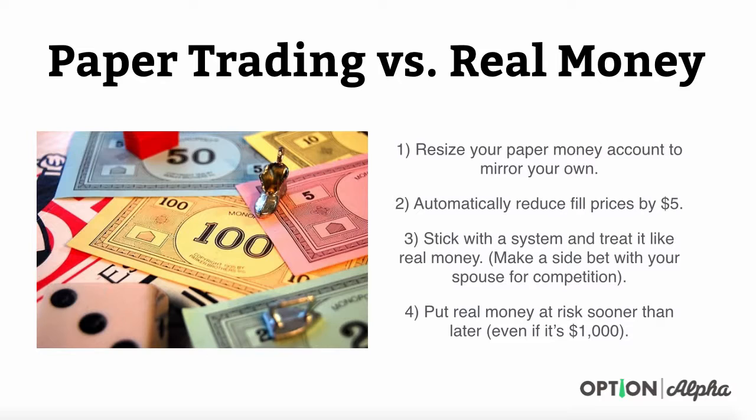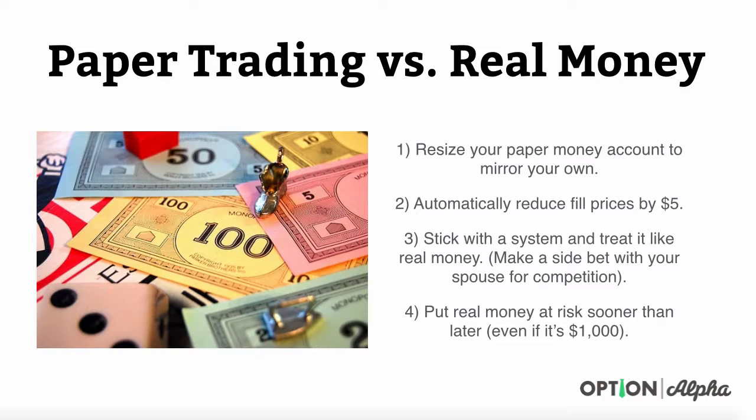I think it's insane that when you open up a paper money account you start trading with $100,000 or $200,000, because you can set whatever price you want. What you ideally should do is resize that paper trading account down to what you're actually going to trade, or even less. And then if you can make money with less money paper trading than you actually have in your real account, then you're probably ready to make that jump over.